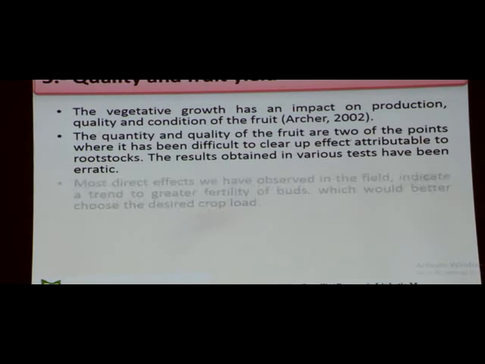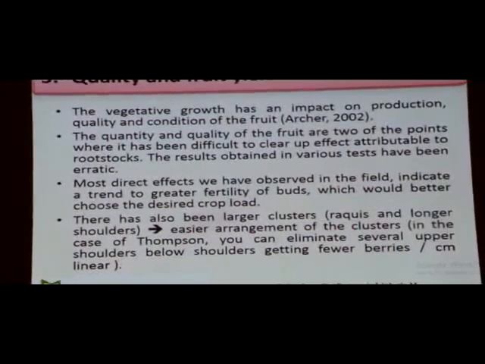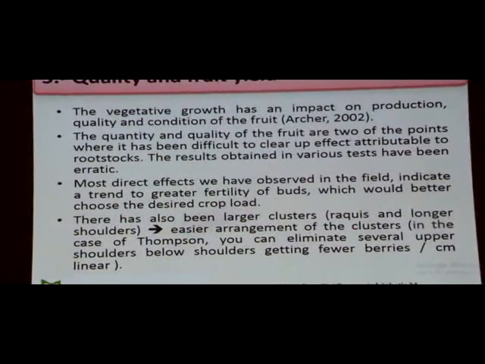Quality and fruit yield. Most direct effects we have observed in the field indicate a trend to greater fertility of buds, which would better choose the desired crop layout. And clusters are bigger than the own roots, so clusters arrangement is easier in the different vigors, in the different rootstock than the own roots. In Thompson, for example, you can eliminate several upper shoulder, below shoulder, getting fewer berries by centimeter.